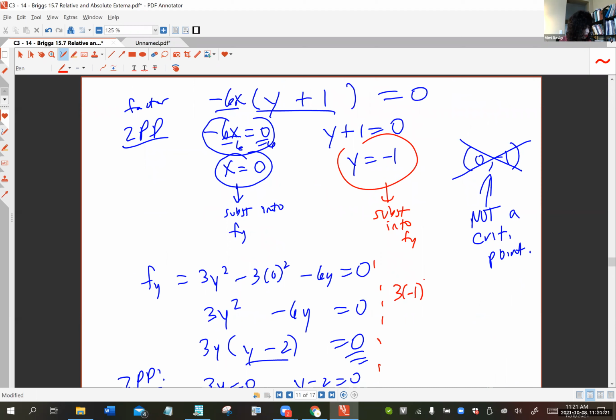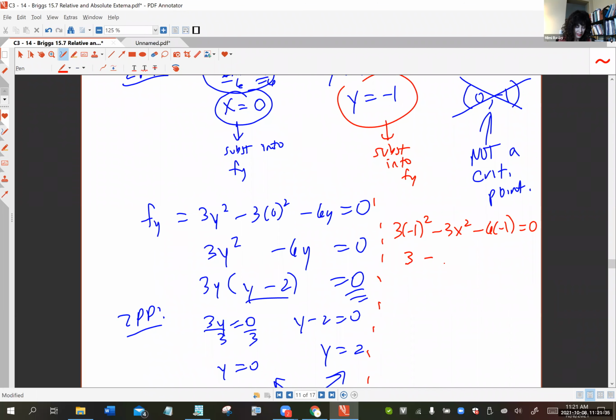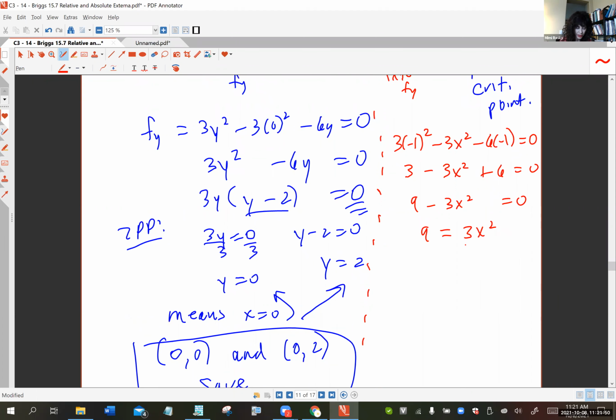3 times -1 squared minus 3x squared minus 6 times -1 equals 0. Solve this equation for x. Okay. I get 3 minus 3x squared minus the minus is a plus 6. I get 9 minus 3x squared equals 0. I add 3x squared to both sides. Okay, I get 9 equals 3x squared. Let's divide both sides by 3 next. Okay, and then I get x squared equals 3.